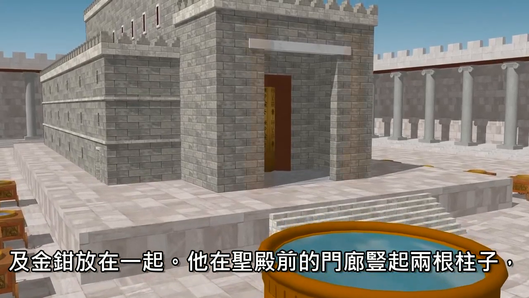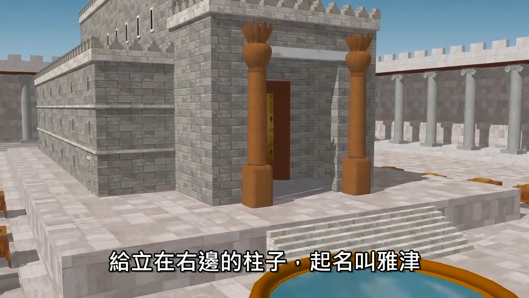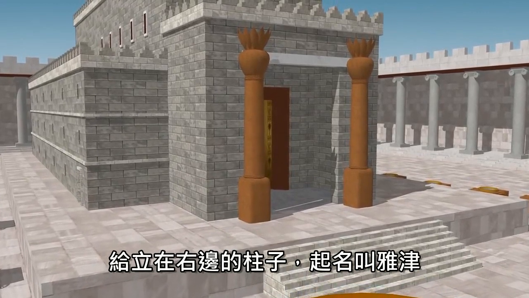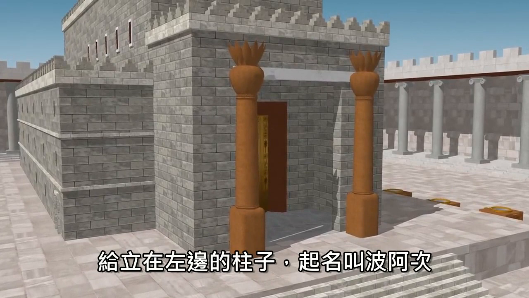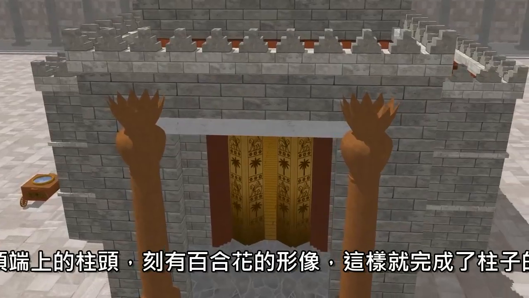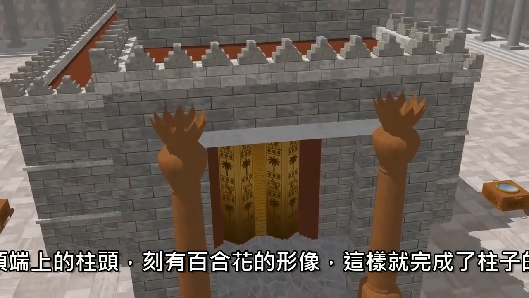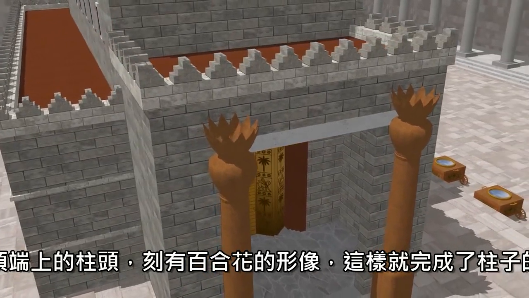And he set up the pillars in the porch of the temple, and he set up the right pillar, and called the name thereof Jachin. And he set up the left pillar, and called the name thereof Boaz. And upon the top of the pillars was lily work. So was the work of the pillars finished.